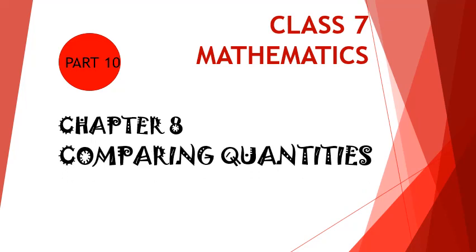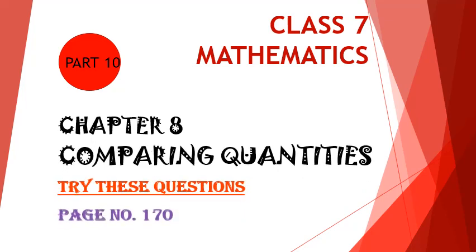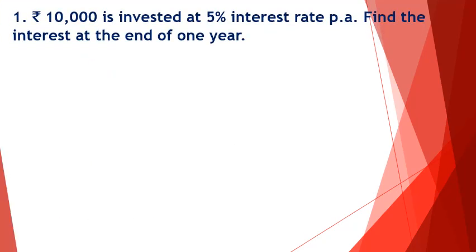Today I am going to discuss the Try These questions on page number 170, chapter 8, Comparing Quantities, that is, questions related to simple interest. Our first question: rupees 10,000 is invested at a 5% interest rate per annum. Find the interest at the end of 1 year.